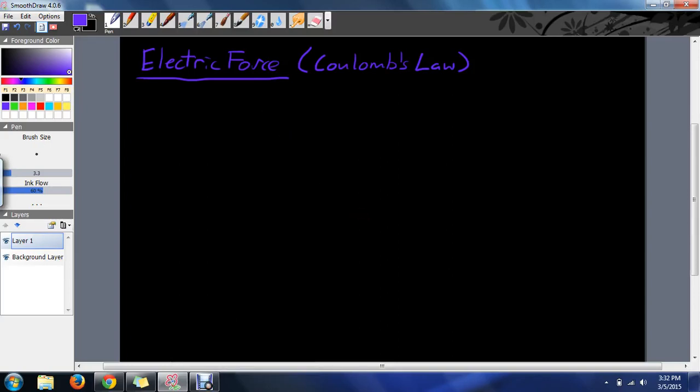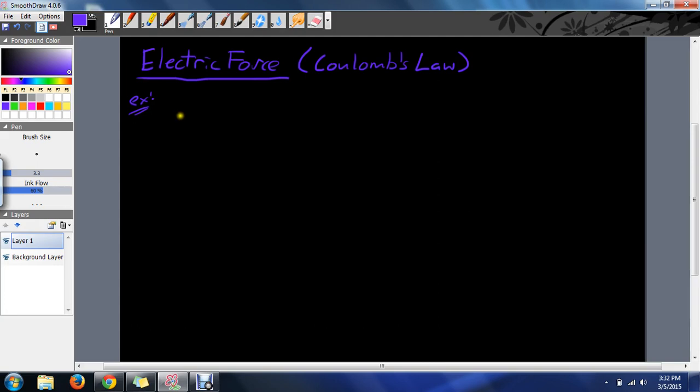Hi guys! Time to do an example of the electric force, which of course is the force between anything that has charge. So I'm going to do two examples here that are kind of fun, and let's do them. So example number one, let's plug in some numbers.